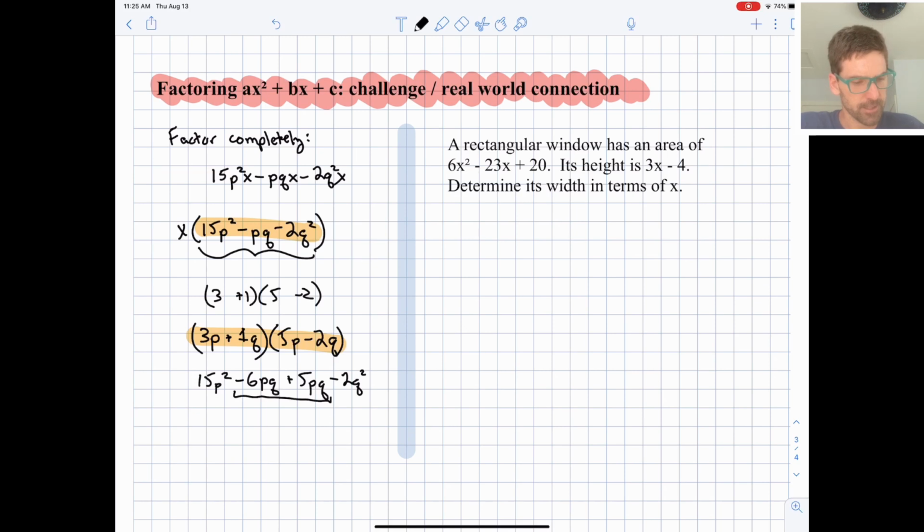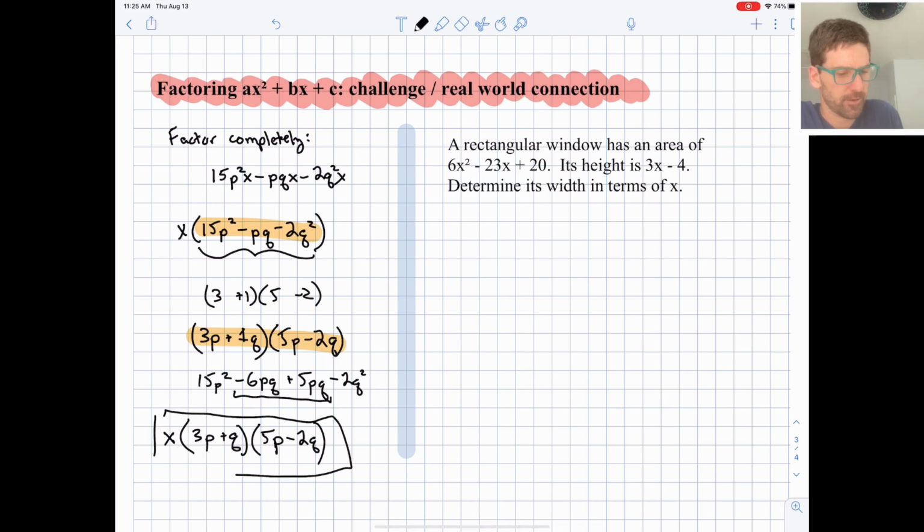So our final answer is going to have that x, that GCF out front, and then a 3p plus a q, and then a 5p minus 2q. Wow, that was a challenging one. There are probably more efficient ways of going through that one. But I thought that was a little bit clever, just to get rid of the p's and q's for a moment and pretend it was just a normal x squared trinomial and try to figure out what the numbers are. But it looks like we got it.